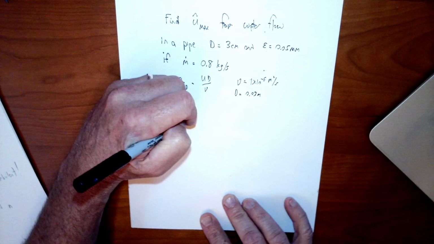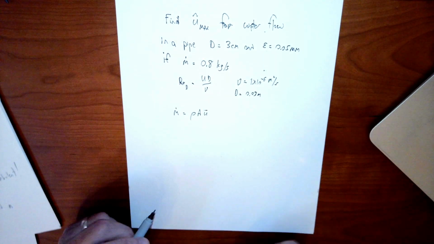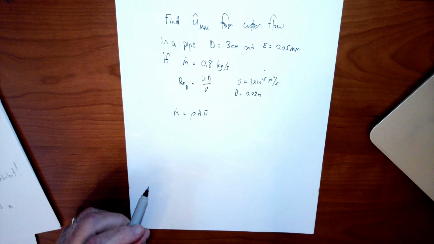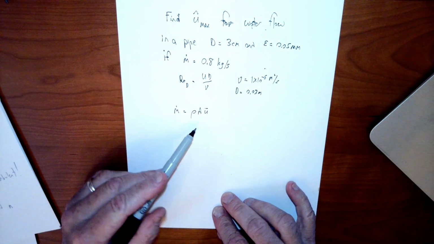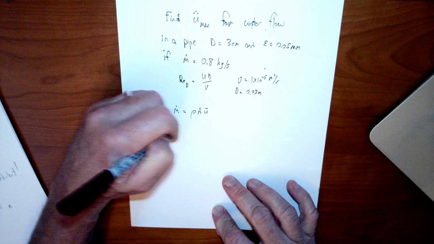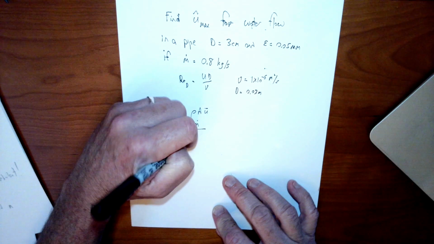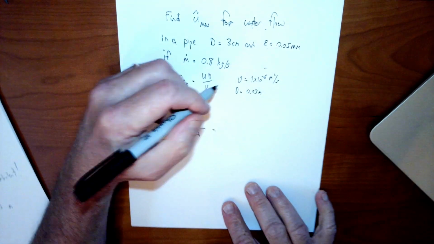m dot equals rho A times the average velocity, right? So that's my average velocity there. That will give me a mass flow rate in any situation if I have a pipe or any kind of duct that has an area A, cross-sectional area. So I can solve that for my average velocity. I have m dot, which is what I was given, and rho and A. So easy there. And so I just plug in my values.